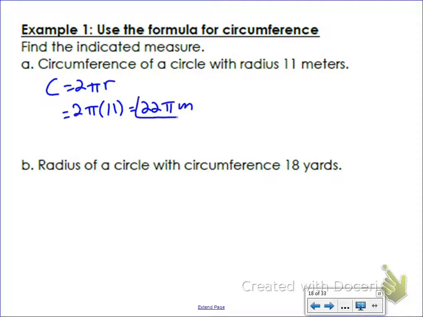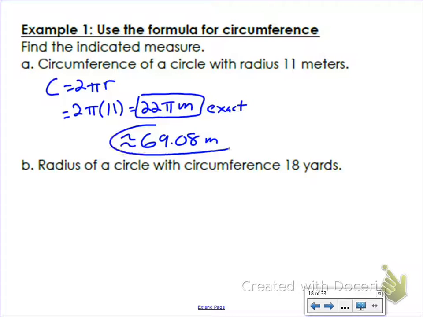Now again, this right here would be the exact circumference of this circle. If I wanted to find the approximate, I would multiply 22 times pi and get approximately 69.08, and that would be in meters again. So 22 pi meters would be the exact circumference, 69.08 would be the approximate circumference.